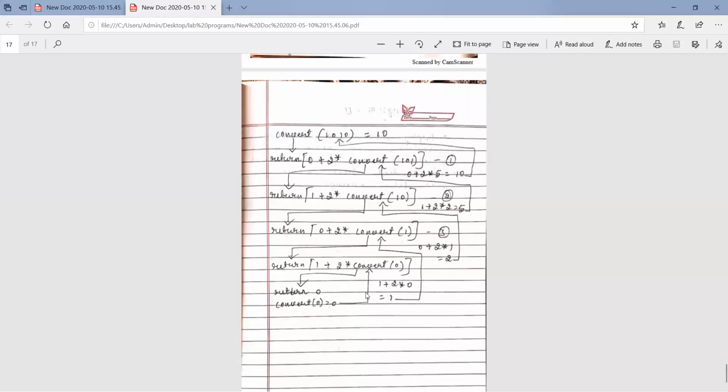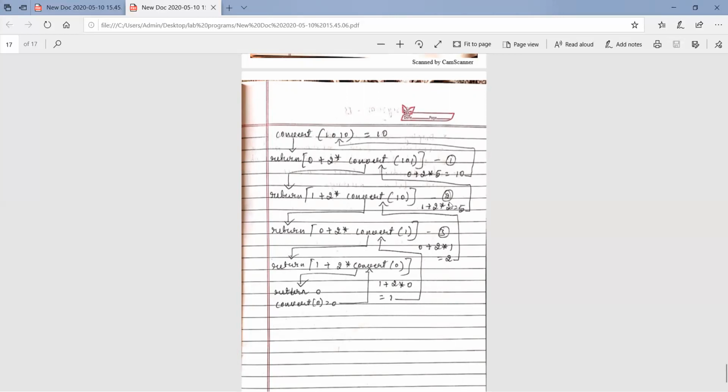Now we have to substitute that 0 here, and this equation becomes 1 plus 2 star 0. 2 star 0 means 0. 0 plus 1 is 1. That value is returned back to its called function. This convert 1 is called by this function, so it returns back here. Here we have to substitute that value. Which value? 1. So 1 star of 2, 1 star of 2 is 2. 2 plus 0 is 2.